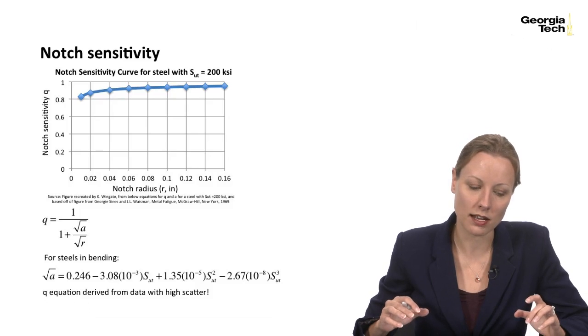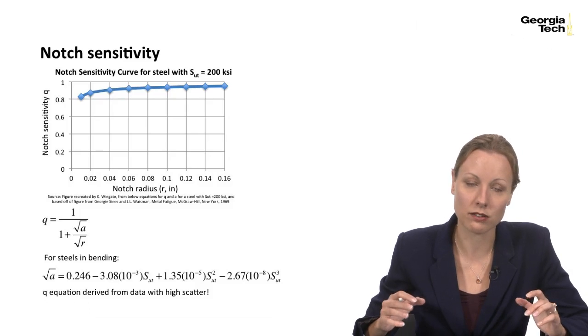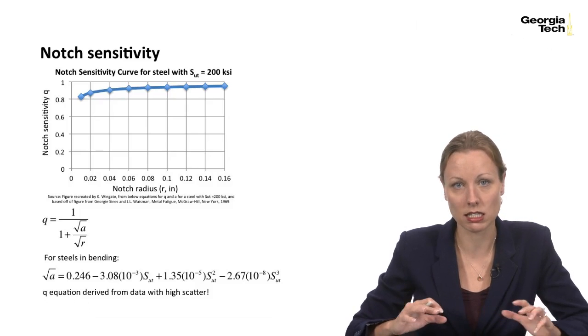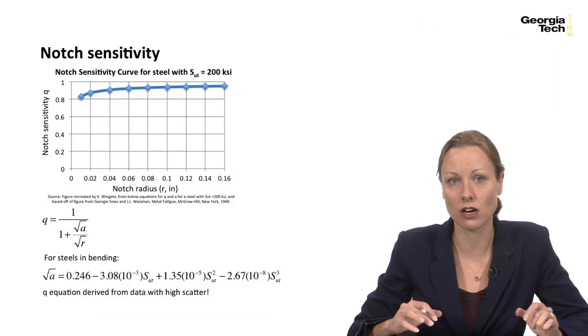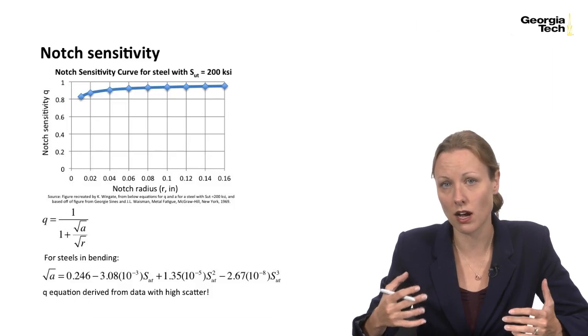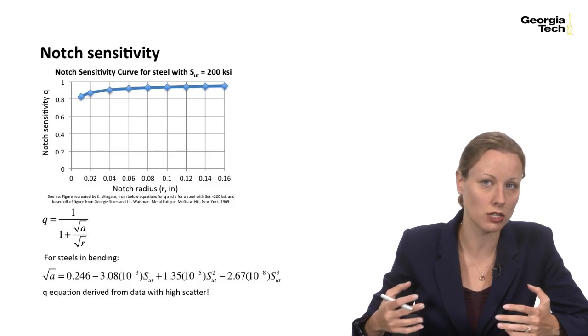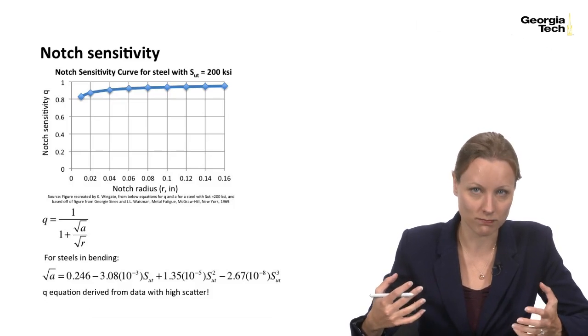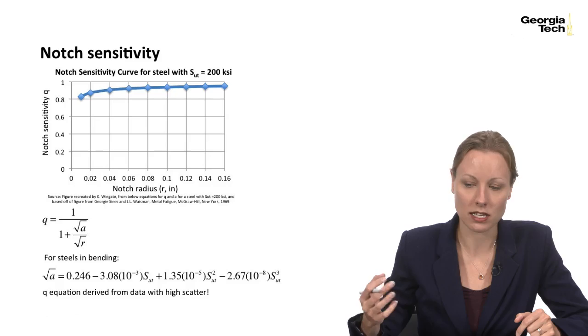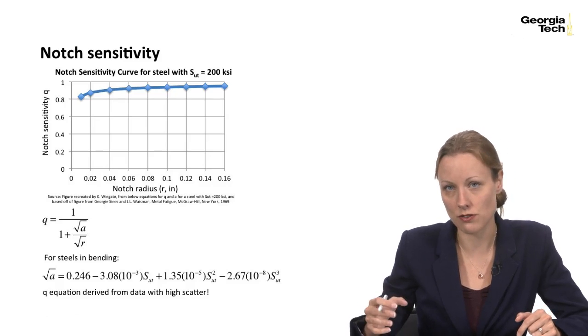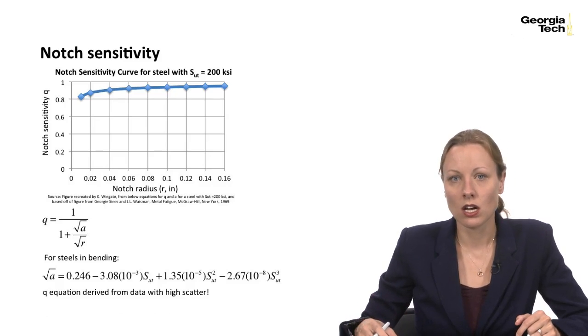Keep in mind that typically the data for Q is highly scattered. So these equations are derived from data with a high scatter, which means there's some variation naturally in the equation. And you need to capture that and account for that in your factor of safety.